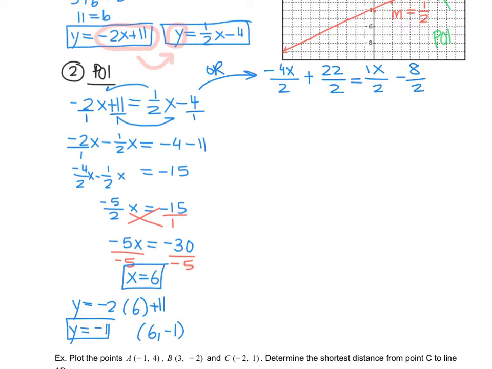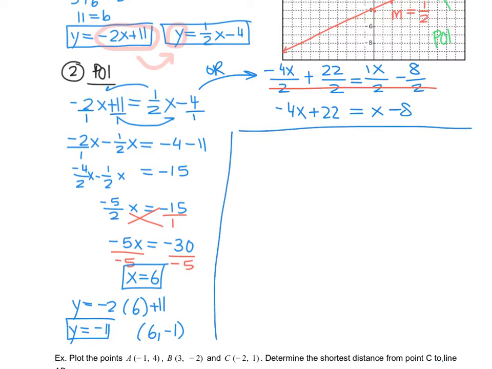And now you're technically multiplying everything by 2 to cancel out the denominator. So now you can just solve the equation negative 4x plus 22 equals x minus 8, and you'll get to the same place that we did before. So the choice is yours if you want to deal with the fraction throughout or if you want to get rid of it.